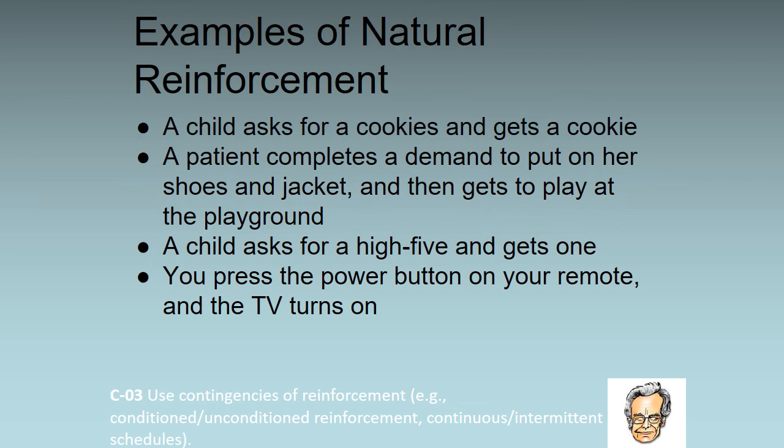Before you go outside, put your shoes and jacket on. If a kid asks me for a high five and I give him one, that's natural reinforcement. They asked for it and I gave it to them. You press that power button on your remote and the TV turns on. It's a natural expected response.